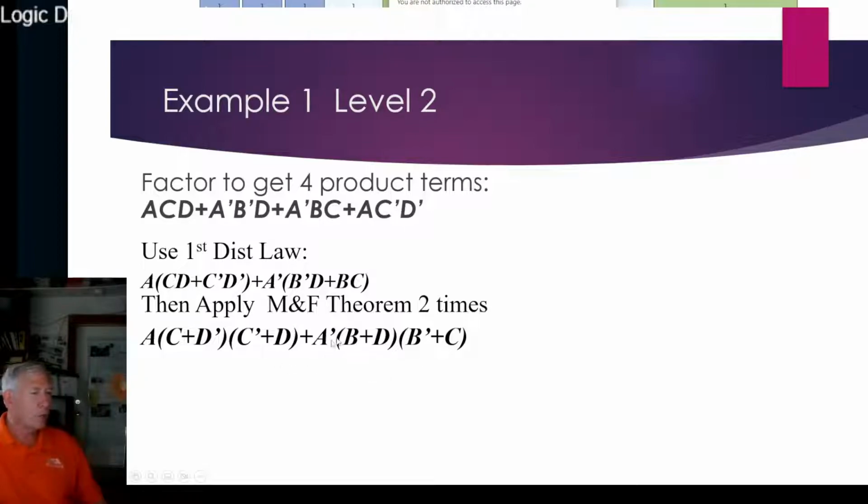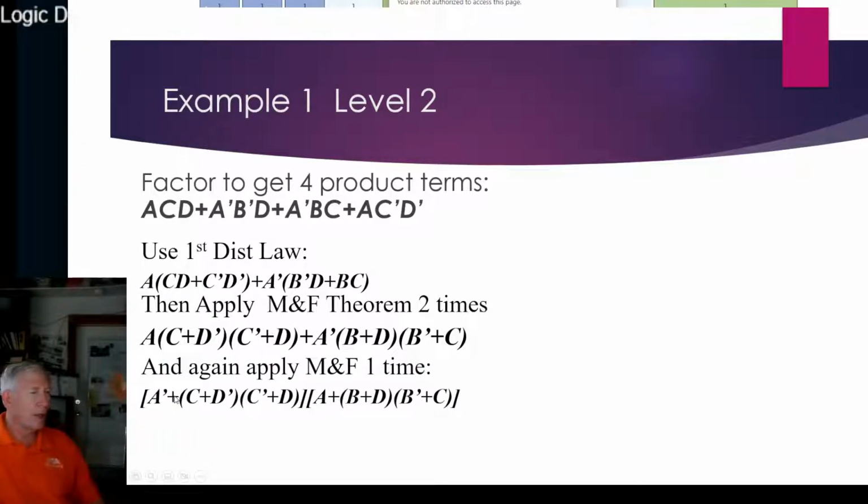And now we'll do it again on this whole thing using A and A prime here, and we'll get A prime plus C prime D prime times C prime plus D, and A plus B plus D times B prime plus C.